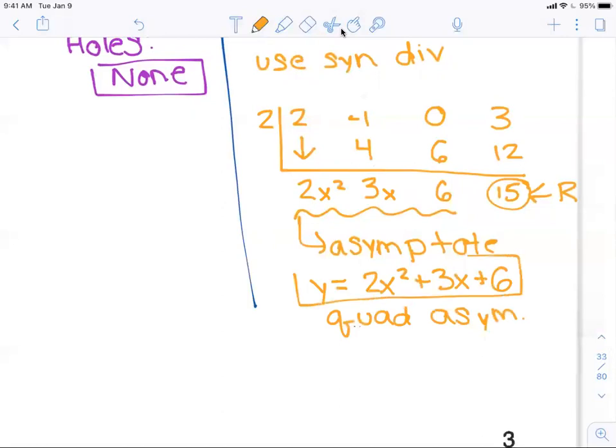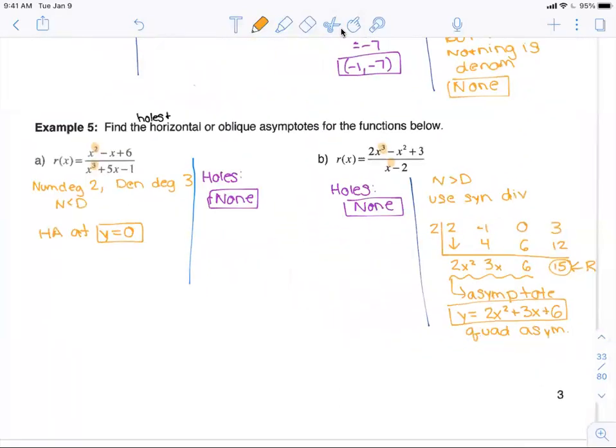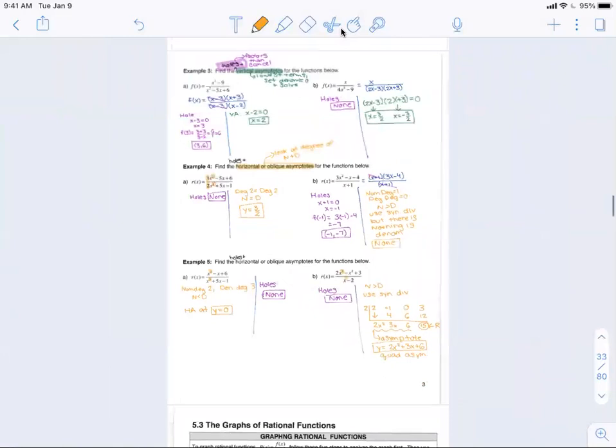And that is it. Again, these are just individually asking you questions. We're going to end up doing all of these together in one problem in the next section. All right, I will see you in class.